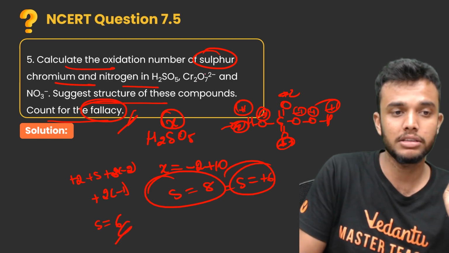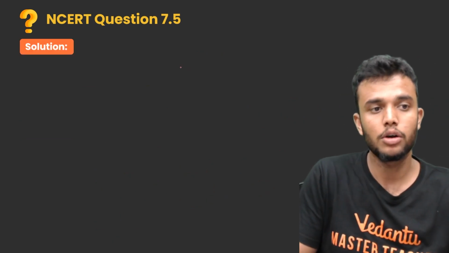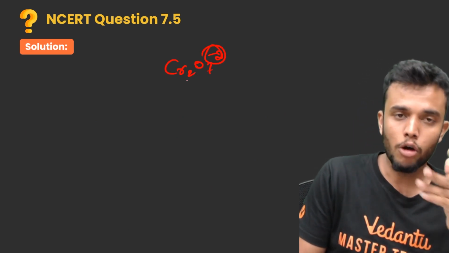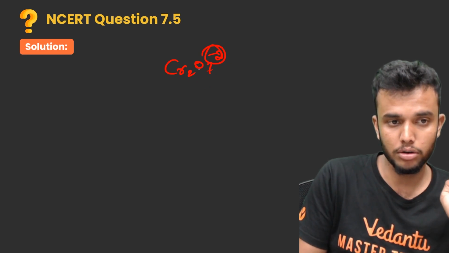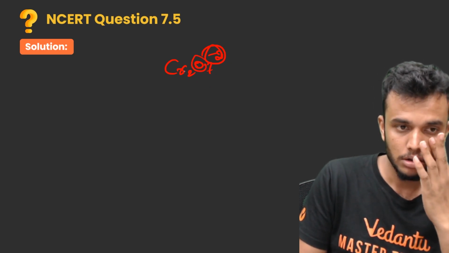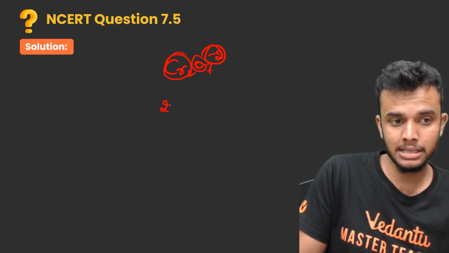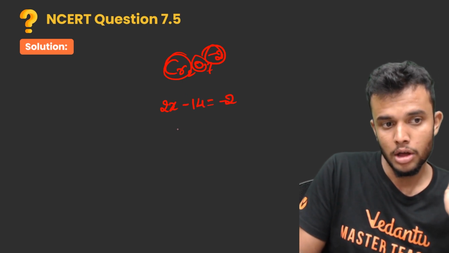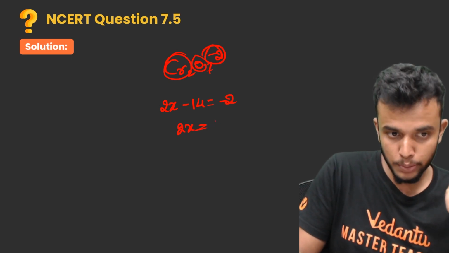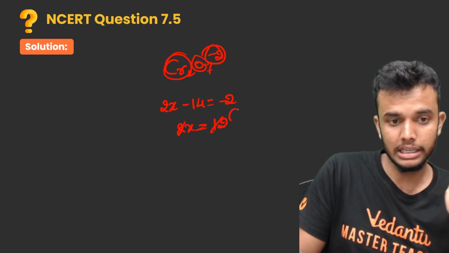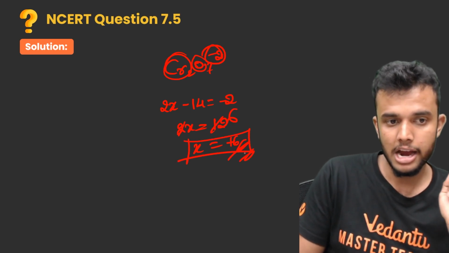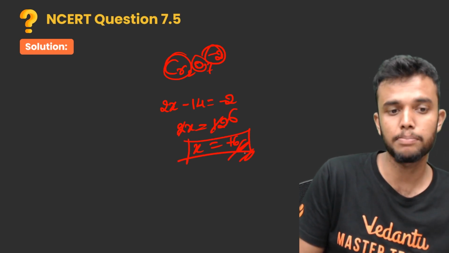What about the second one? Cr2O7 -2. Let's check the oxidation state of chromium. Total chromium, 2x plus 0 -14 is equal to -2. It becomes 2x is equal to 12. x is equal to 6. The chromium oxidation state becomes +6, right, students? Let's check once, it becomes +6.